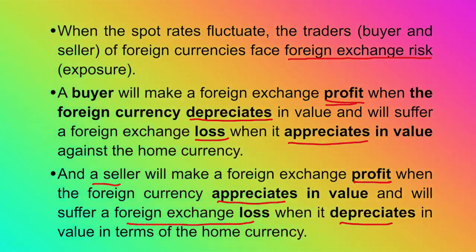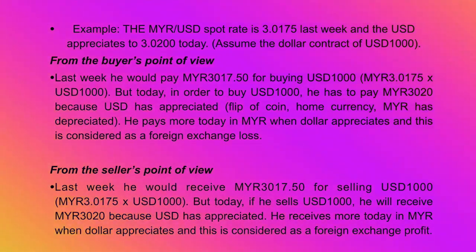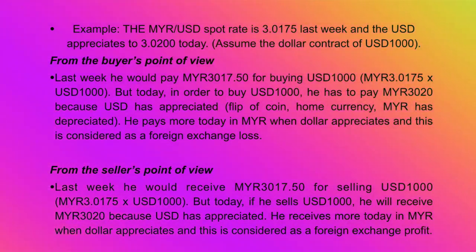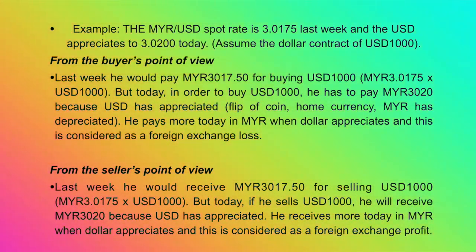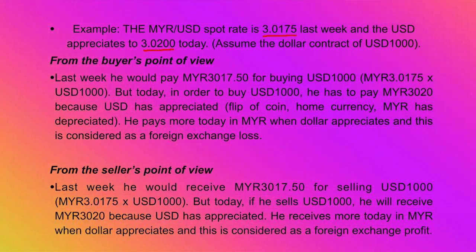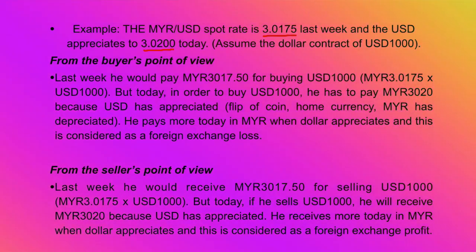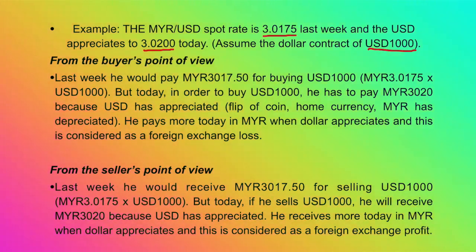For example, let's look at the example. The Malaysia ringgit per USD spot rate is 3.0175 last week, and the USD appreciates to 3.0200 today. We assume a dollar contract of USD 1,000.